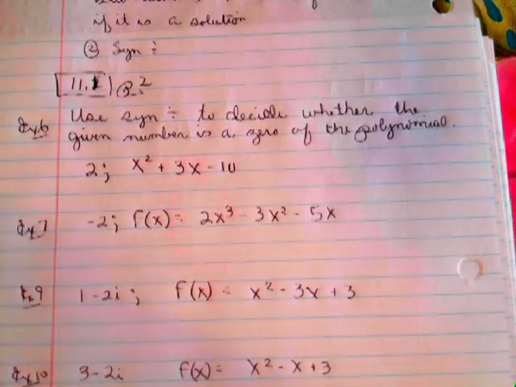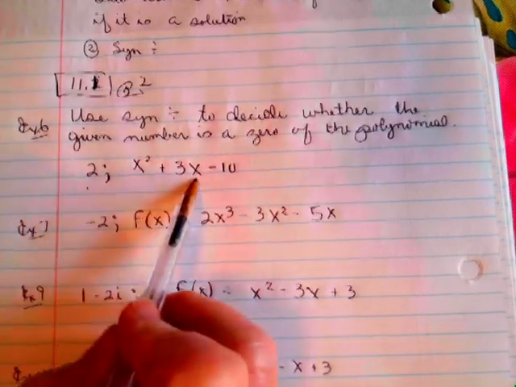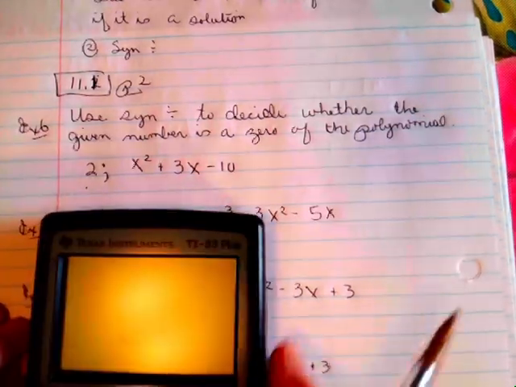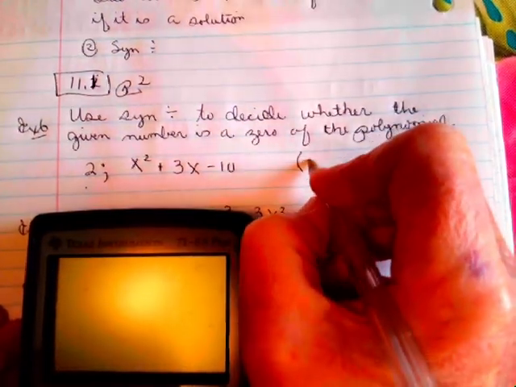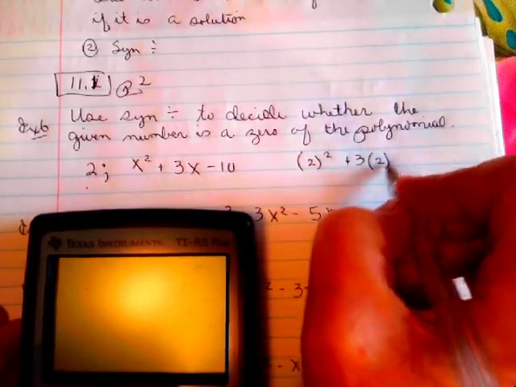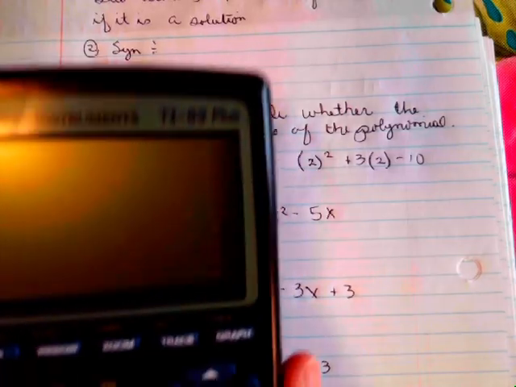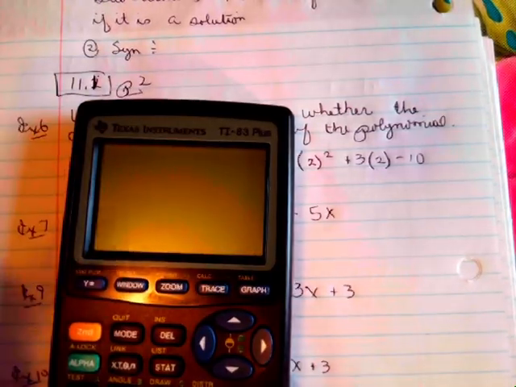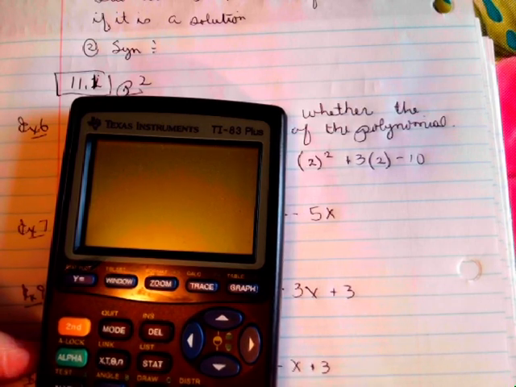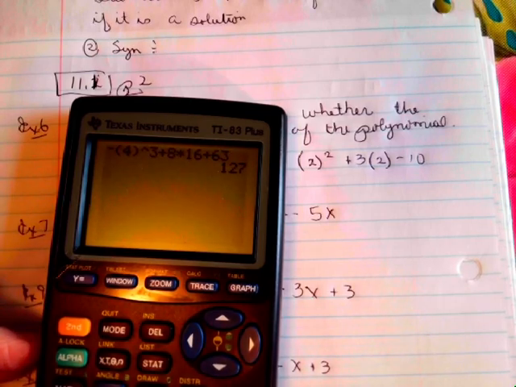Looking at example 6, we want to know if 2 is a zero of this. Well, we can do synthetic division, but hey, I'm kind of lazy. I would rather just substitute 2 into this in place of x, put it in my calculator. If I get 0 for the answer, it's yes, and if I don't, it's no. So I've got 2 squared plus 3 times 2 minus 10. It always helps if you turn your calculator on, though.